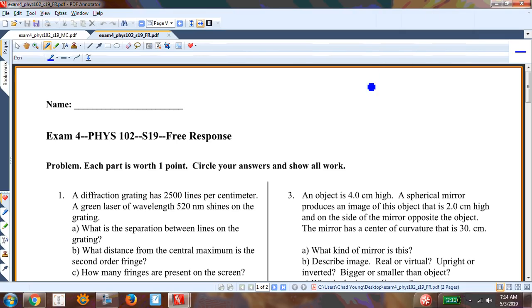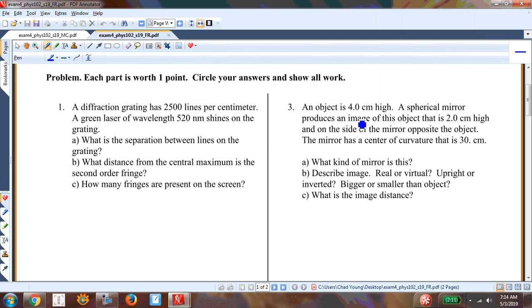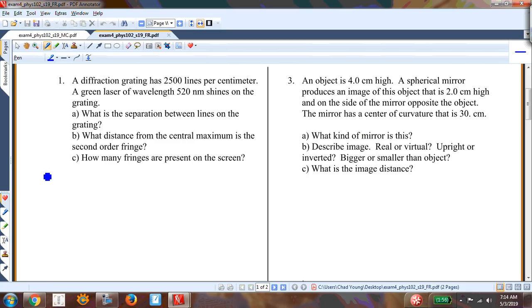Okay, this is exam 4, our free response. The diffraction grating has 2,500 lines per centimeter. A green laser of light, 520 nanometers, shines on the grating. What is the separation first of the lines?